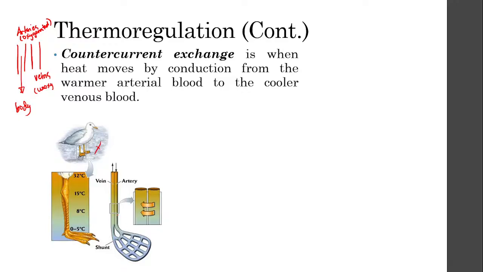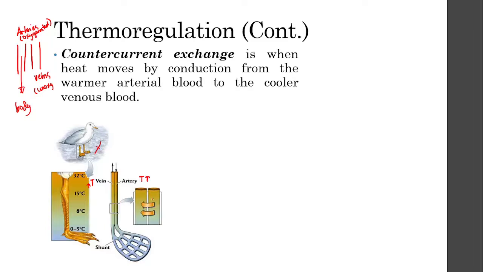So in order to warm their extremities or to warm their limbs, there's actually a transfer of heat because the temperature of the blood in the arteries is actually much hotter than the blood that is in the vein. So yung temperature niya mas maliit compared din sa blood na nandun sa vein.